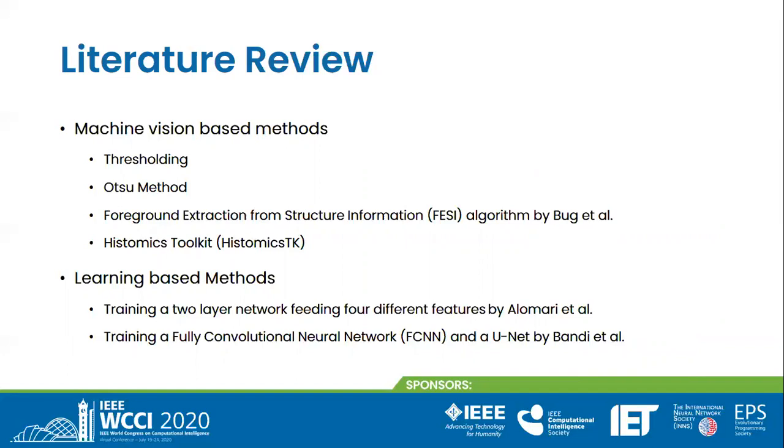For the learning-based methods, two research papers can be mentioned for this problem. Alamari and others have fed 4 features including color, appearance, texture, and spatial features to a 2-layer neural network to classify the pixels into background and foreground classes. Also, Bondi and others trained a fully convolutional neural network with 7 convolutional layers as well as a unit for tissue segmentation. The input for these networks were patches with a single label of tissue or background based on their central pixel.